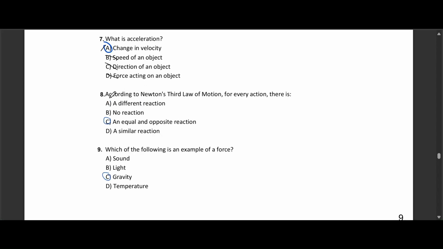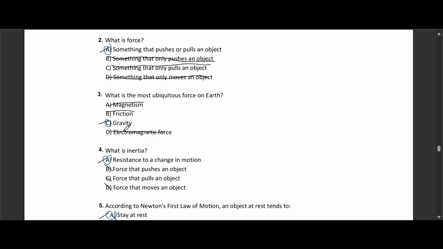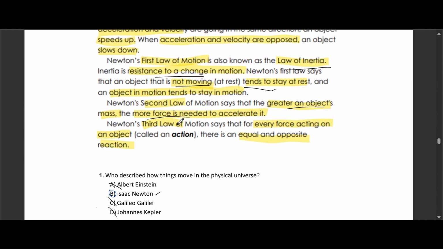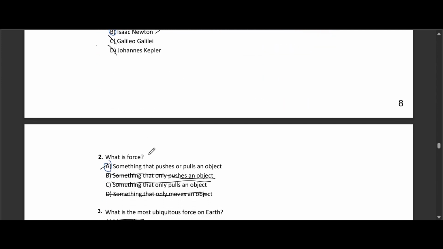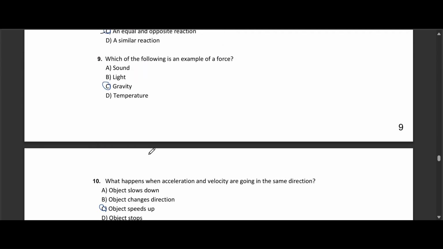Question 8. According to Newton's third law of motion, for every action there is A, a different reaction, B, no reaction, C, an equal and opposite reaction, or D, a similar reaction. The correct answer is option C, an equal and opposite reaction. Newton's third law explains that forces always come in pairs. When you apply a force to something, that something applies an equal force back to you, but in the opposite direction.